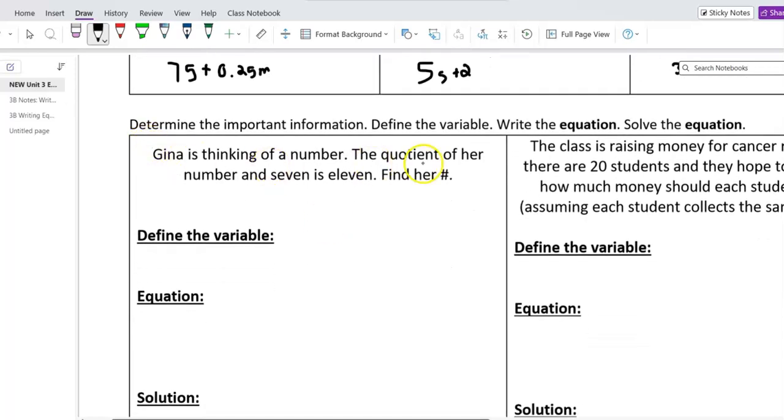So Gina's thinking of a number. The quotient of her number and 7 is 11. Find her number. So the variable is going to be just n for number on this problem.